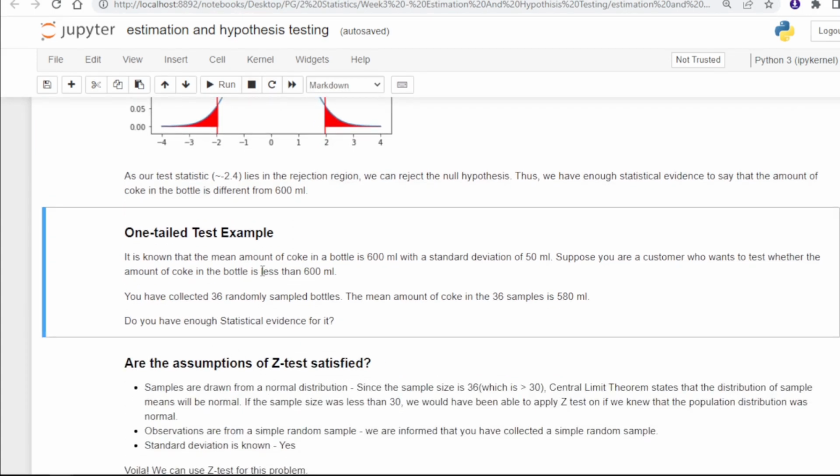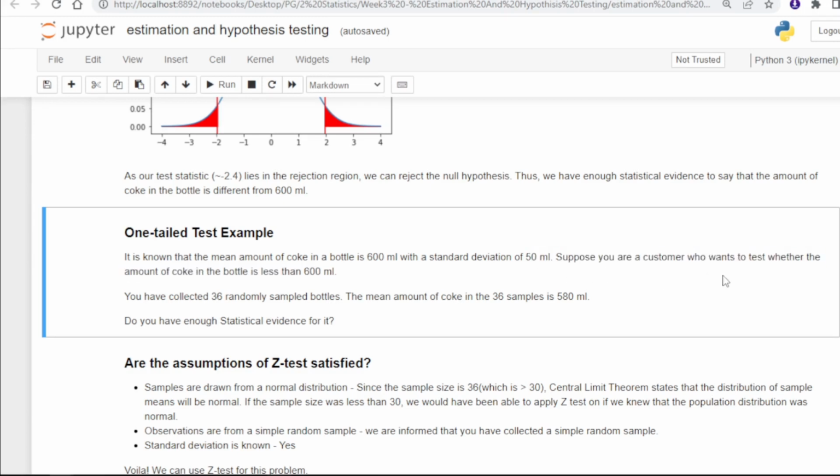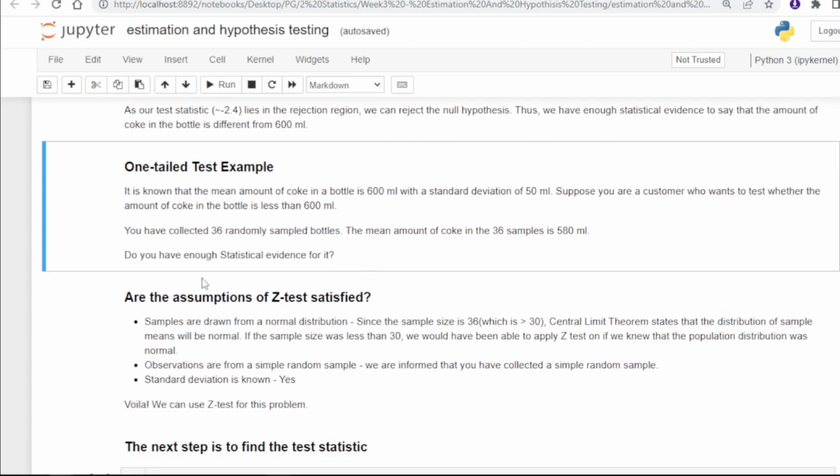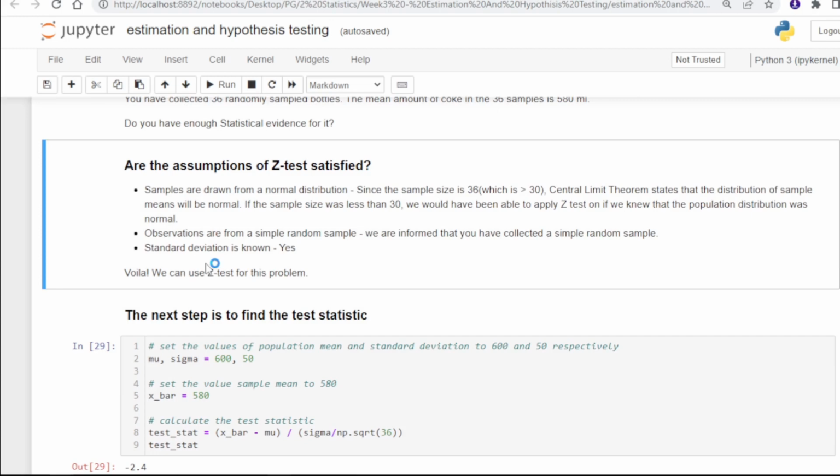If we talk about a one-tailed test example, it is known that the mean amount of Coke is 600 ml with a standard deviation of 50 ml. Suppose you are a customer who wants to test whether the amount of Coke in the bottle is less than 600 ml. You have collected 36 randomly sampled bottles, and the mean amount of Coke in the 36 samples is 580 ml. Do you have enough statistical evidence for it?